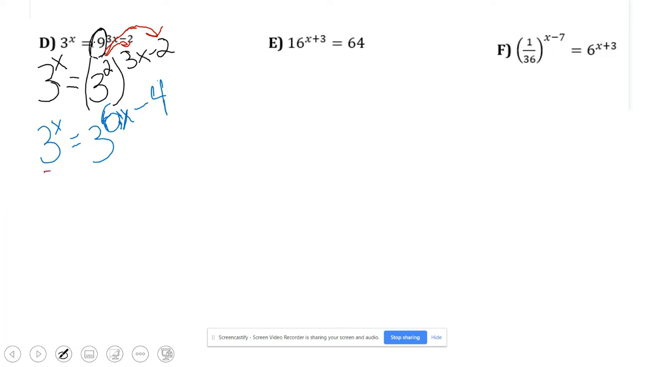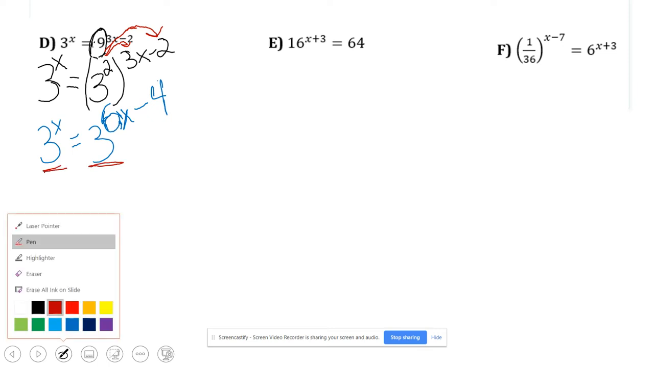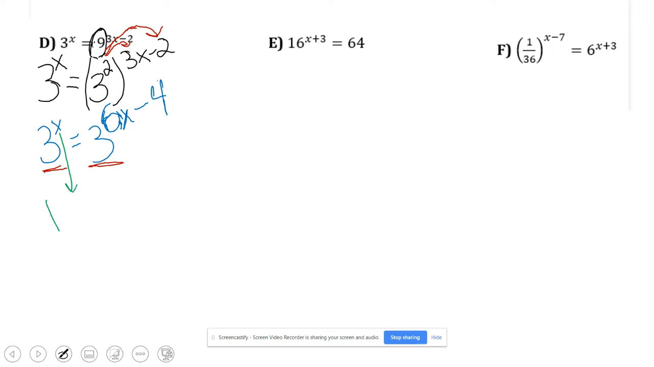Now, my bases are the same. They're both base 3. That means I can bring down the x, and I can bring down that 6x minus 4, and I can solve.